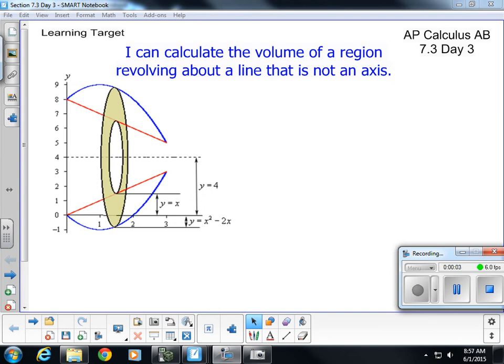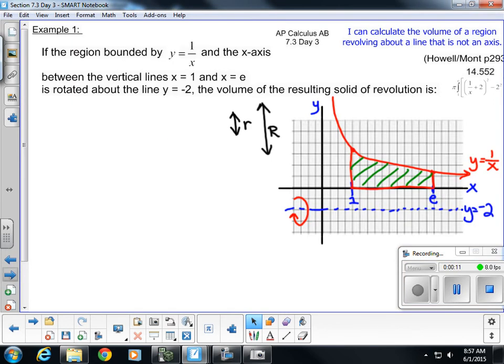Welcome to 7.3 day 3, which is the volume of a region revolving about a line that is not an axis. We are going to talk today about revolving about lines that are parallel with the x-axis. The first one we're going to start with is revolving about the line y equals -2.